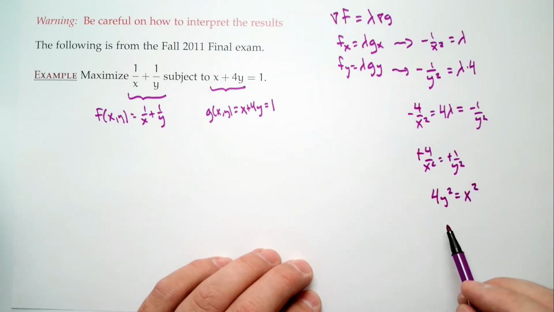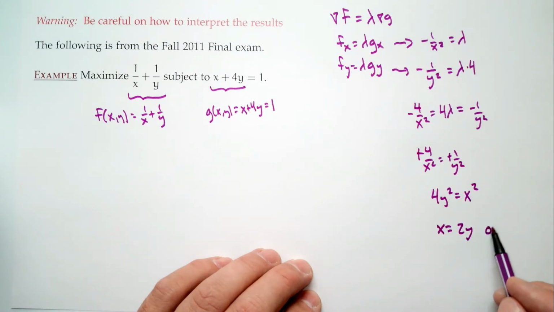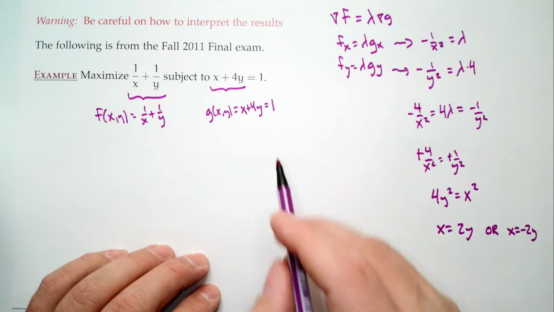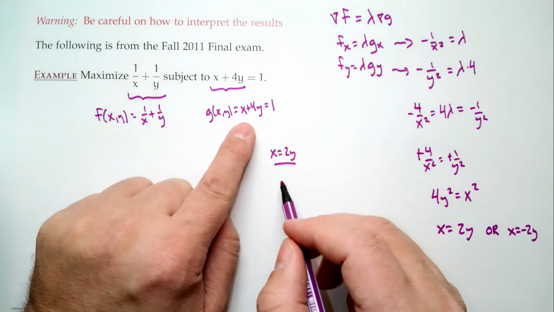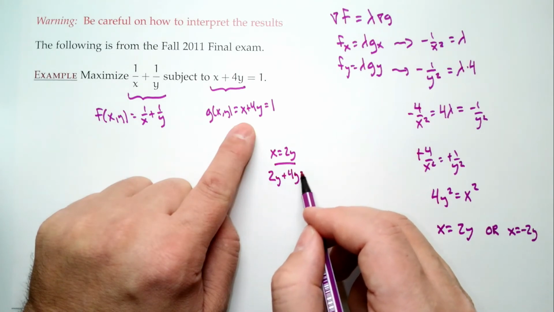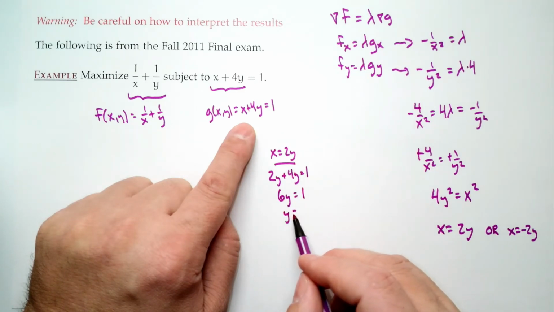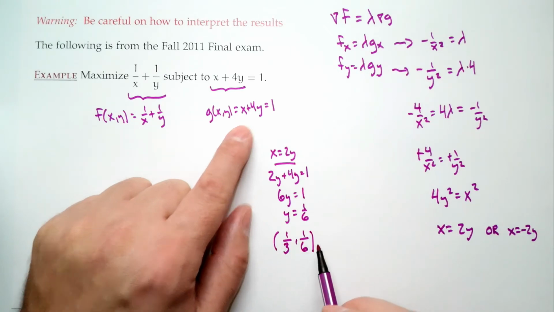So what does that tell us about x in relationship to y? Well, let's take the square root of both sides. What do we get? x equals 2y, or x equals negative 2y. Now we have two possibilities. So if we do the x equals 2y possibility, what do we get? Well, come to your constraint. 2y plus 4y equals 1. So 6y equals 1. So what is y? 1/6. So then we have x is twice that. So x is twice 1 over 6, so it's just 1 over 3. And then y is 1 over 6.